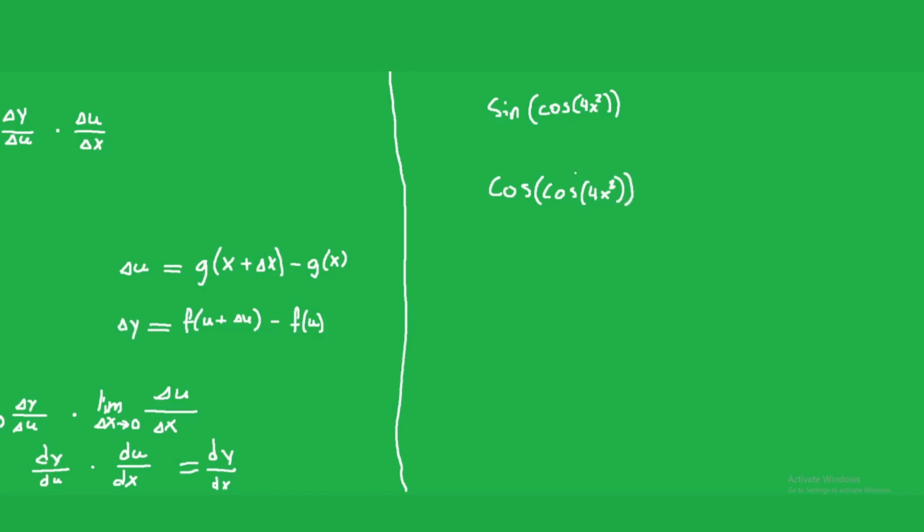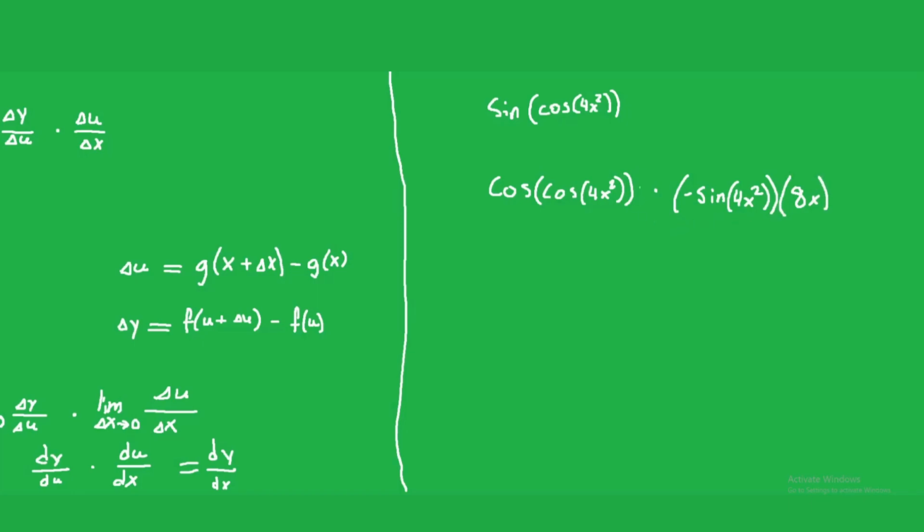right? And then we want to take the derivative of cosine of 4x squared and multiply it. And then you have to use the chain rule again. And so the derivative of cosine of 4x squared is going to be negative sine. The derivative of cosine is negative sine. So negative sine of 4x squared. And then we multiply that by the derivative of 4x squared, which is going to be 8. I'm sorry, that is 8x. Okay.